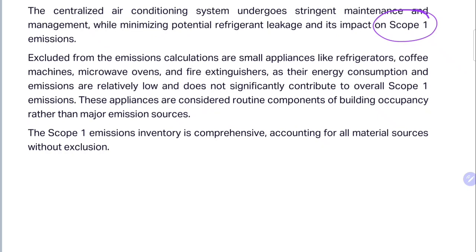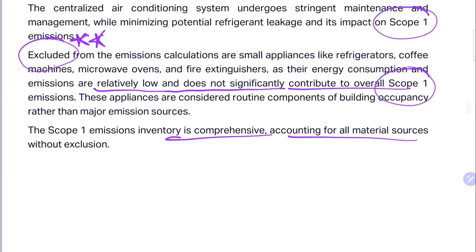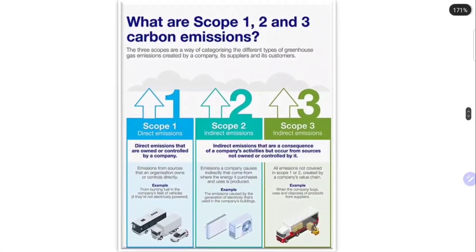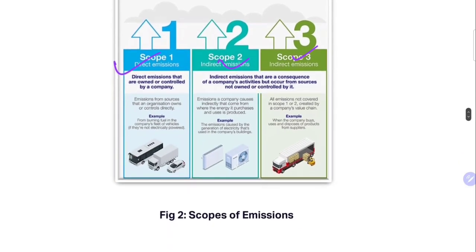Excluded from the emission calculation are small appliances like refrigerators. Please keep in mind, this is very important. Microwave ovens and fire extinguishers are also excluded, as their energy consumption is relatively low and does not significantly contribute to scope 1. So this is a very comprehensive emission inventory for scope 1, accounting for all material sources without exclusions, as written here. The examples are given: scope 1, 2, 3 emissions, direct and indirect emissions, so the scopes of emission have clear definitions.